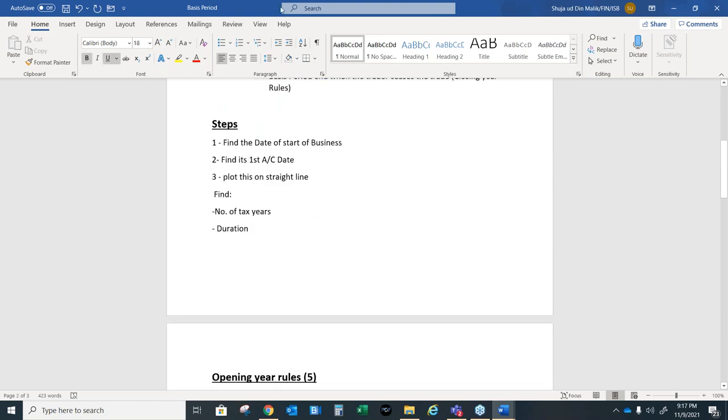What is the systematic approach? What are the steps that you need to do for attempting the questions of basis period? As I was mentioning earlier, you have to do some steps. Number one step is to find the date of start of business. Then you have to find the first accounting date, and then plot it on a straight line. In the exam, if you don't have time to plot it and don't have any available paper, you might skip it. But if you have a paper, for your own convenience, you can draw a straight line and plot the dates on that line.